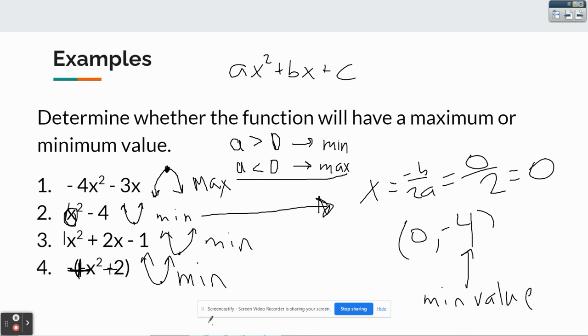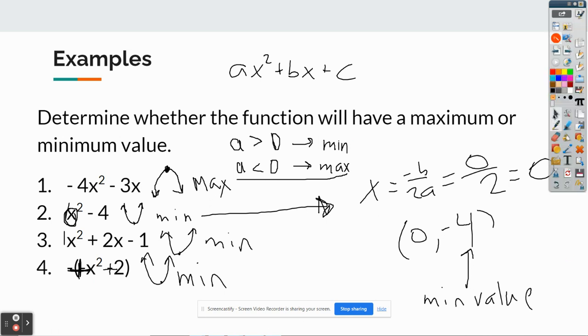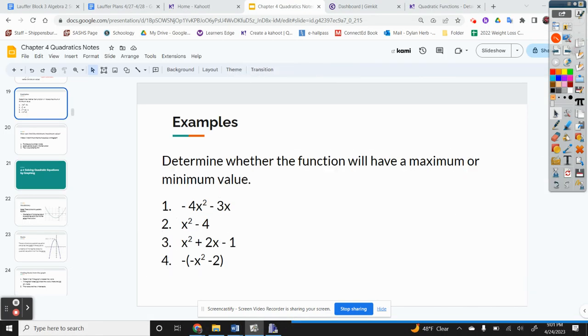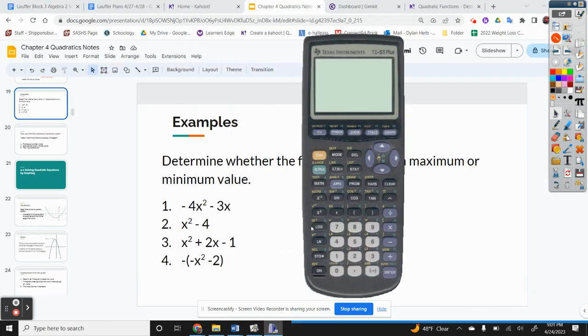All right. And let's, real quick, let me just show you something. Let's take out our calculator here. Okay, if you go to y, turn it on, go to y equals, type in that function. So type in x squared minus 4. So here's x squared minus 4, and you graph.